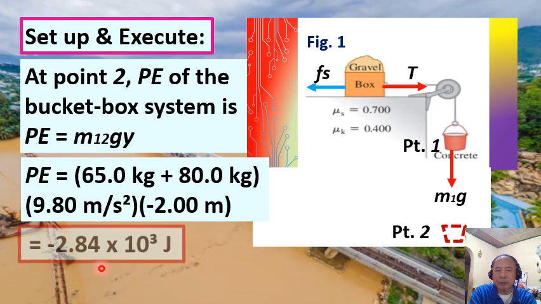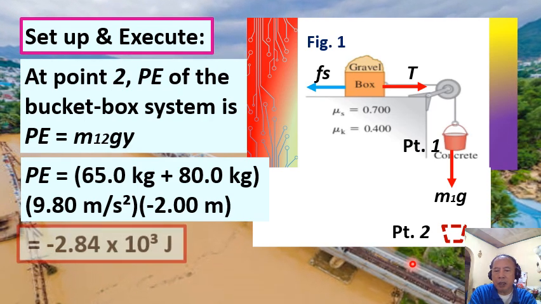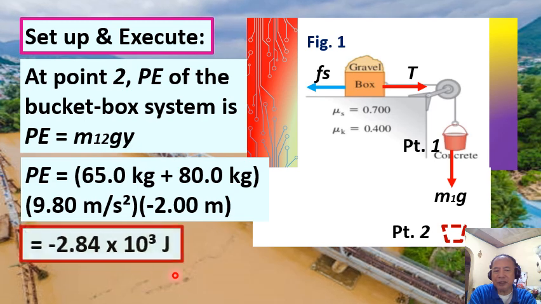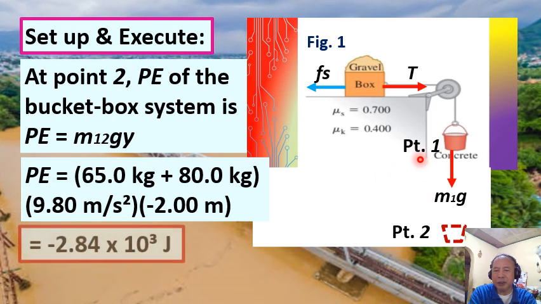The negative sign of our potential energy is simply to emphasize that this potential energy is measured based on our chosen reference, which is point 1.